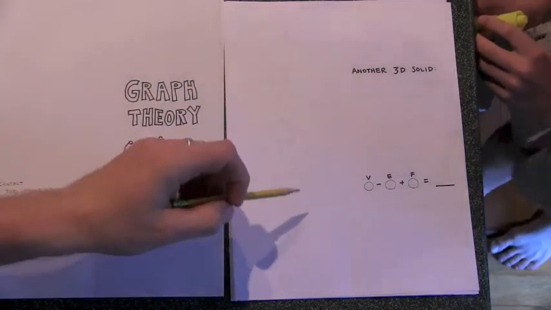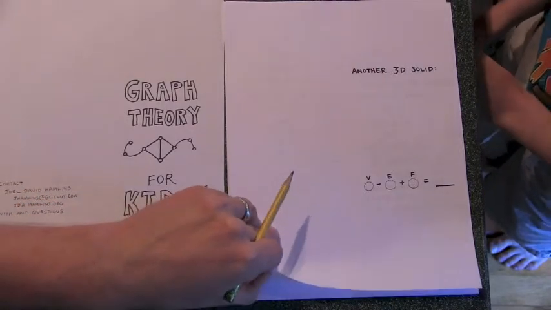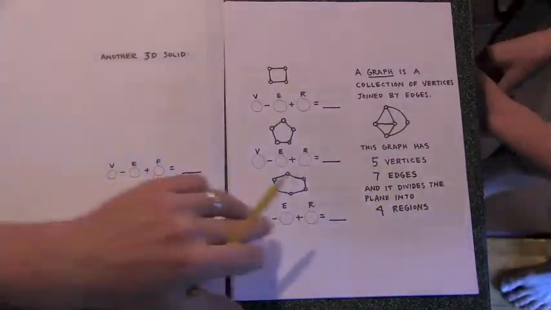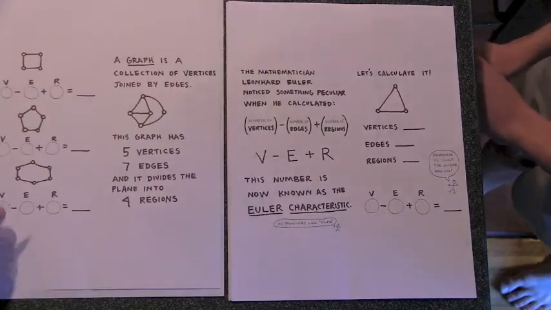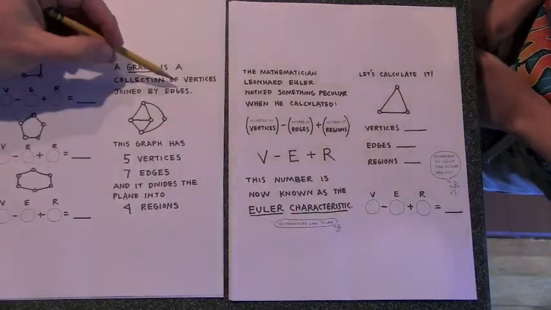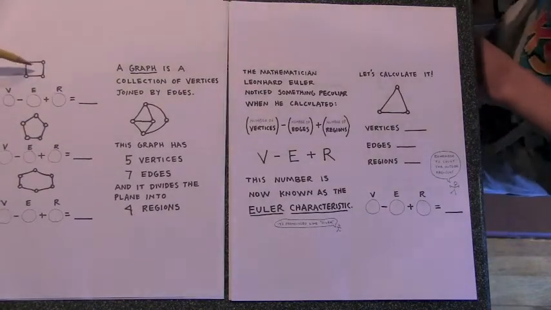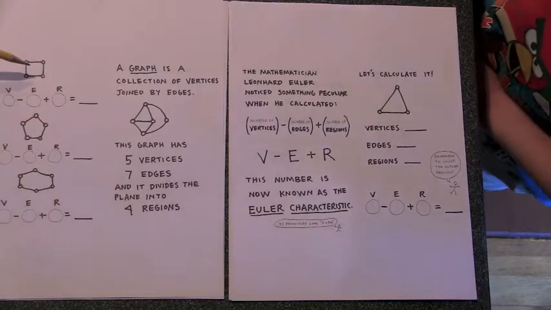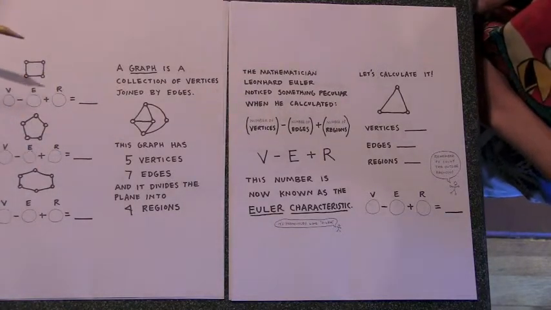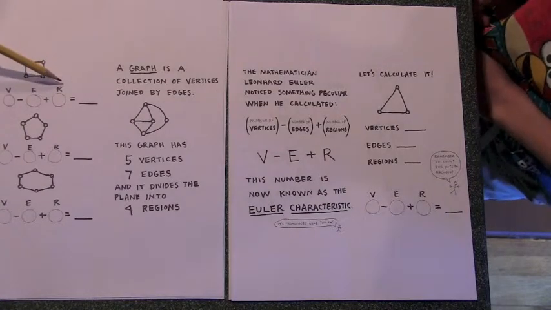I'm not sure what he was trying to get at with this page, another 3D solid, but let's get right to the meat of what he's talking about, which is here. A graph is a collection of vertices joined by edges. So we have some vertices joined by edges, and he wants you to count the vertices, the edges, and the regions.